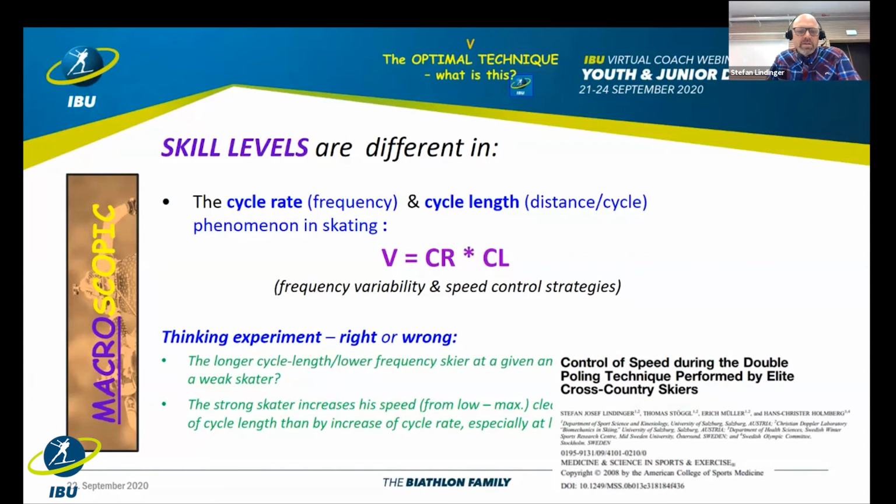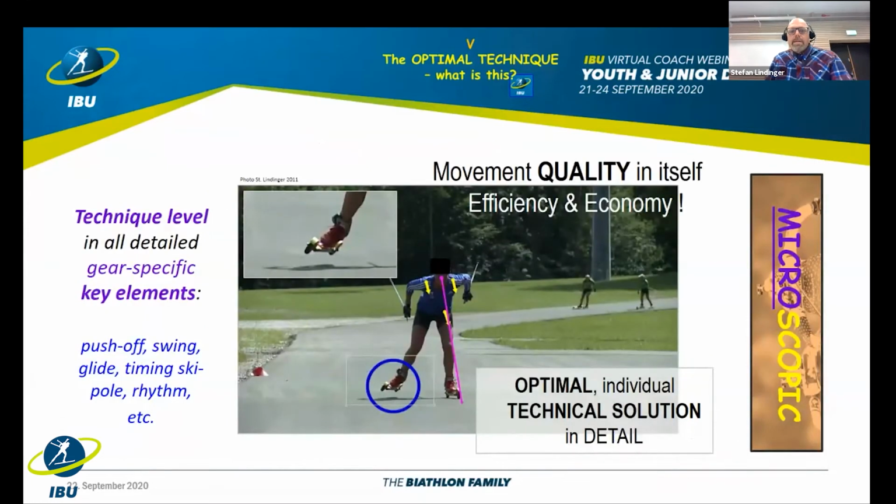That's one citation about the study we did in double poling on that question. And if you're interested, you can read about that. That's the macroscopic level. And the second level is the microscopic level.